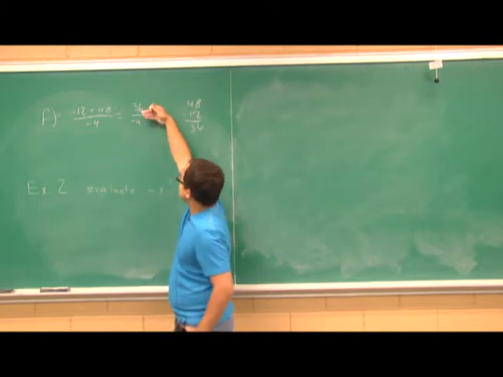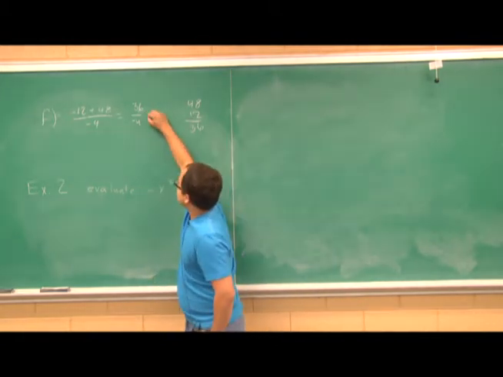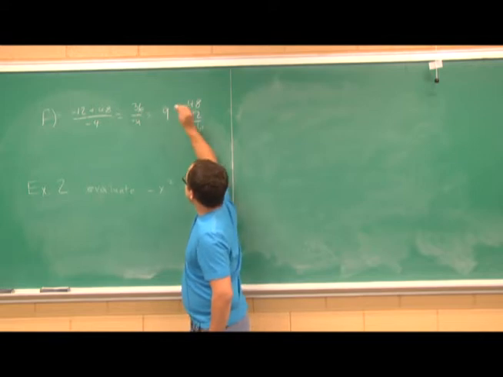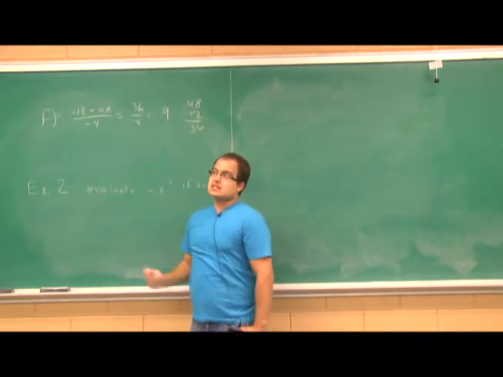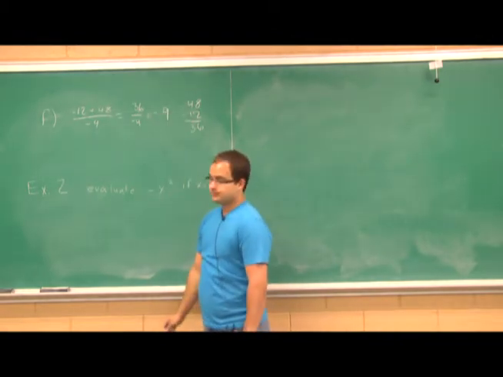So our answer is positive 36. Now there's nothing more to do in the numerator, nothing more to do in the denominator. I divide them. 36 divided by 4 is 9. And since they have opposite signs, the answer is negative 9.